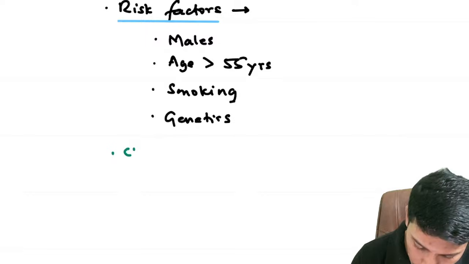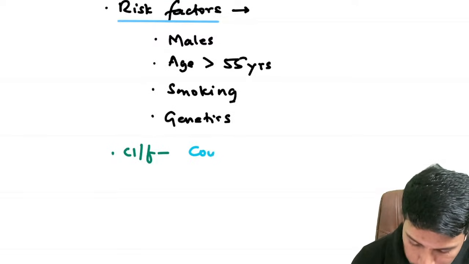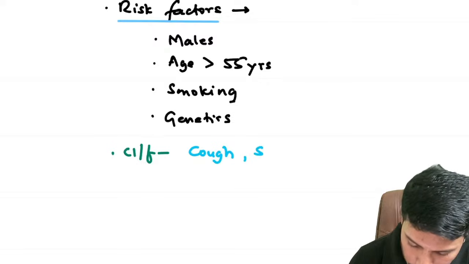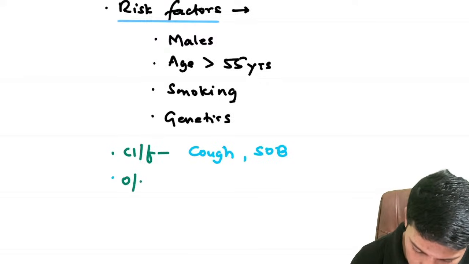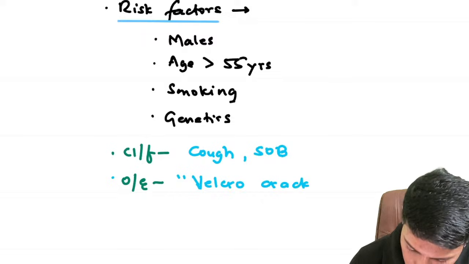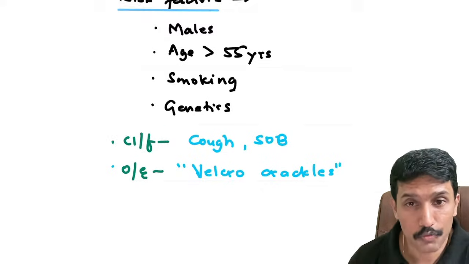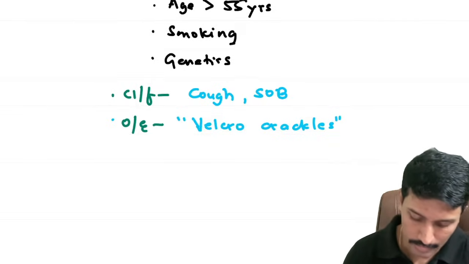And in terms of clinical features, just like any other ILDs, these patients present with cough and shortness of breath. And on examination, as I've already told you, we get classical fine crackles called Velcro crackles. This word generally impresses the examiner, so make sure you write Velcro crackles.